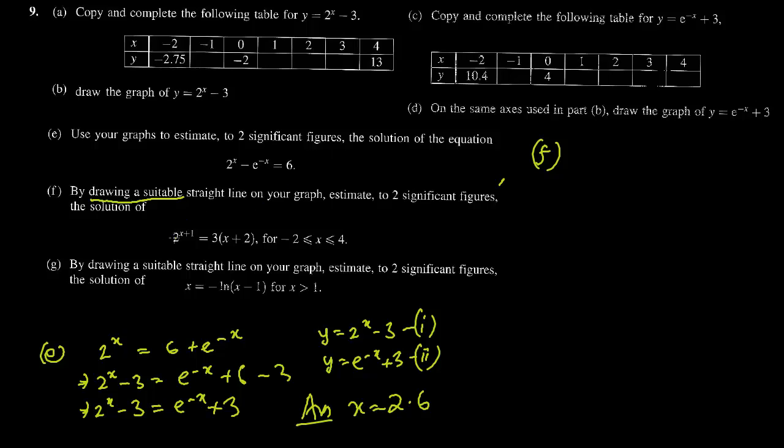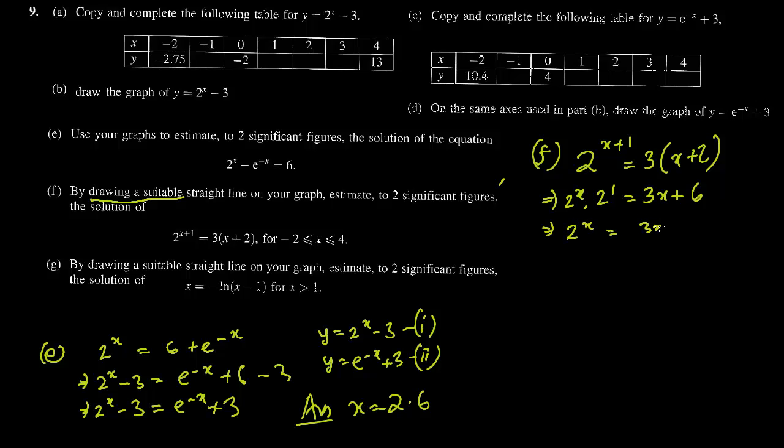Since it has 2 to the power x, let me untangle this into a simpler form. So 2 to the power x plus 2 is 2 to the power x into 2 to the power 2, using indices. x to the power a plus b means x to the power a into x to the power b. And I can multiply this: thrice x plus 6. I want to send this 2 to the other side for simplicity. So it would be thrice x plus 6 divided by 2, so this would be 3 by 2x plus 3.